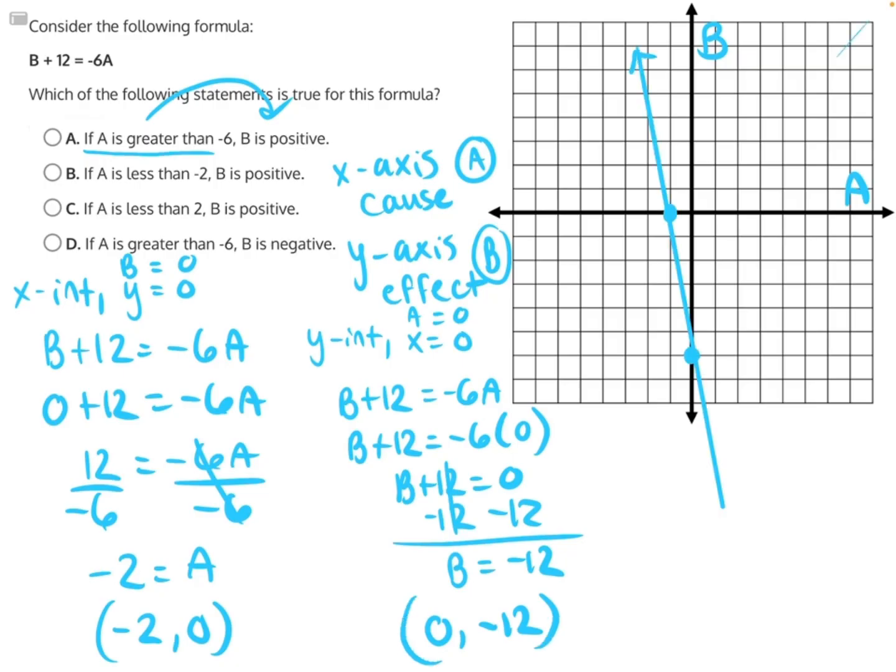Here I've got my two intercepts plotted. We had negative 2, comma, 0, which means I go to the left by 2. Each one of these units is counting in 2's, by the way. And I went up and down 0. Then for 0, comma, negative 12, I went to the left and right 0 and went down by 12. So now we can analyze this graph.